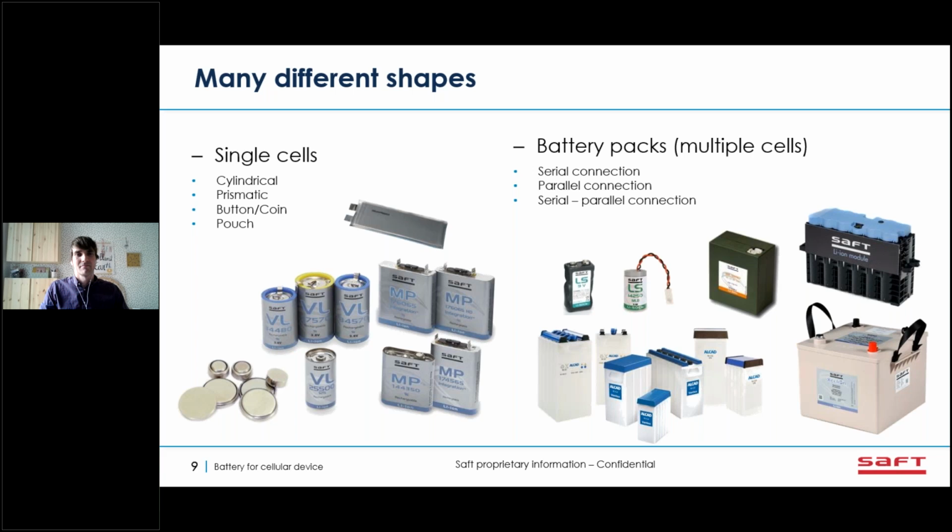And there are many different shapes of batteries. You can find single cells, cylindrical cells, prismatic cells, button or coin cells, pouch cells, many different kinds. And you can also find battery packs, with multiple cells. You can have cells connected in series to increase the voltage. You can have cells connected in parallel to increase the capacity. You can have multiple connections in series and in parallel to increase voltage and capacity in the battery pack. There is the outer battery shape, but internally it also depends.